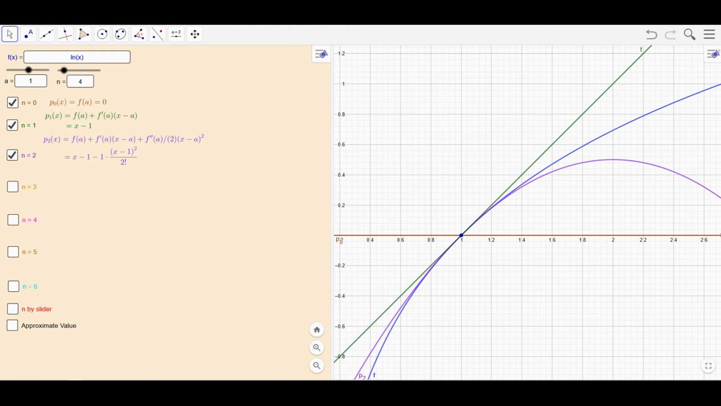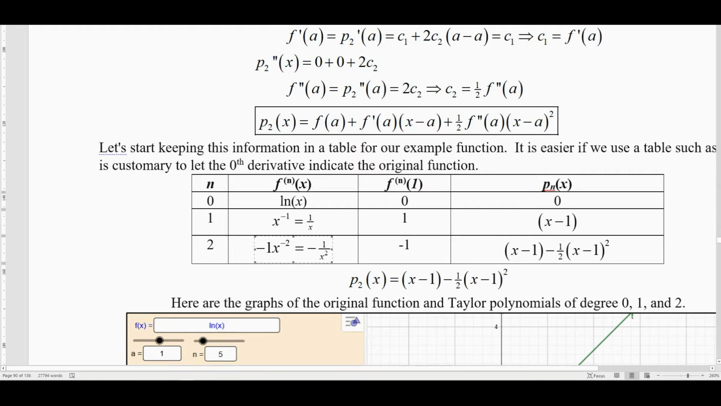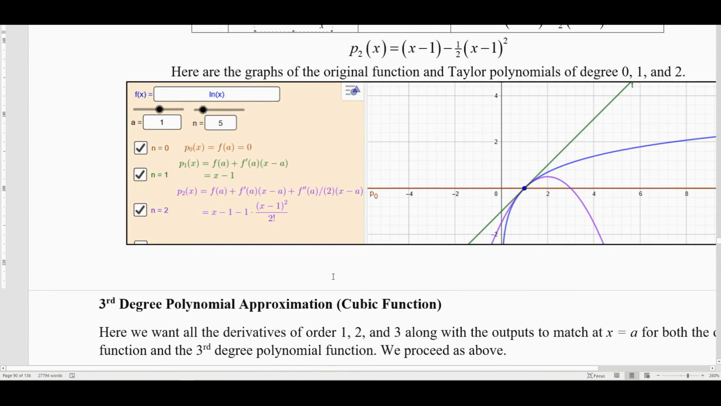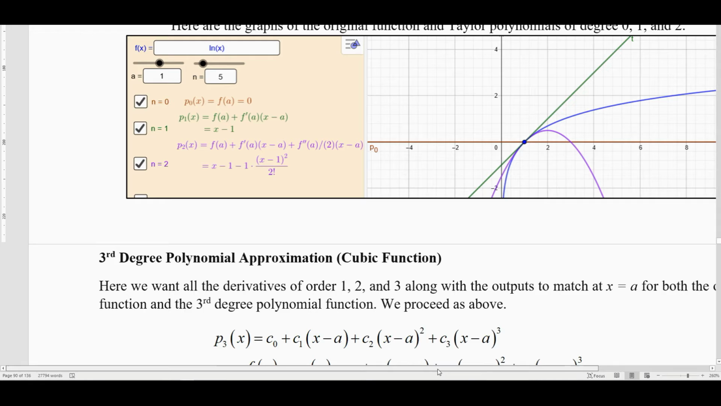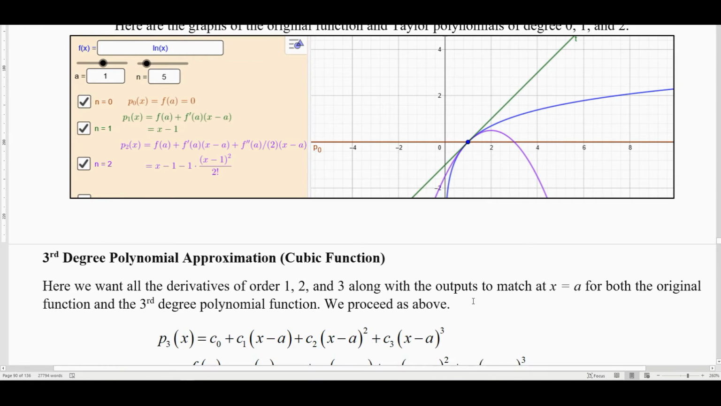Well, can we keep going? Well, sure, why not? Let's do a third degree polynomial, a cubic polynomial approximation. What would we want to do? We'd want all the derivatives of the function of order 0, 1, 2, and 3 to match, in other words, the function to match, and then the first, second, and third derivatives to match as well.